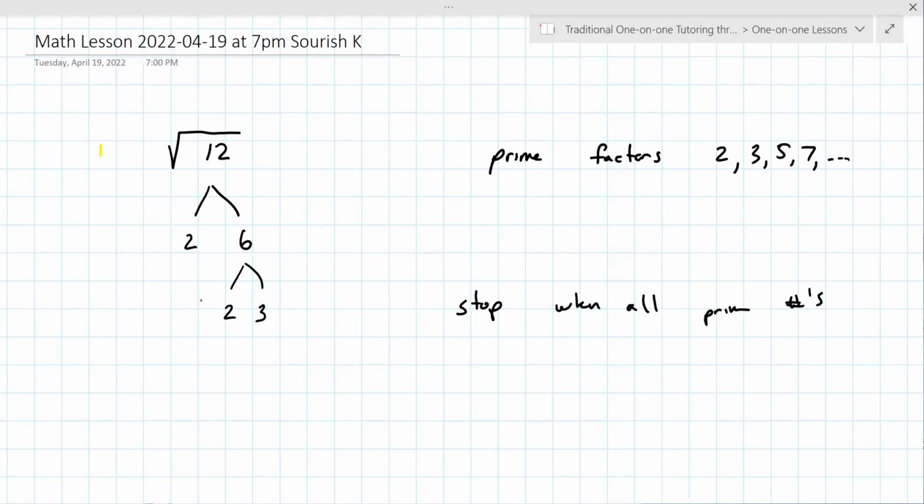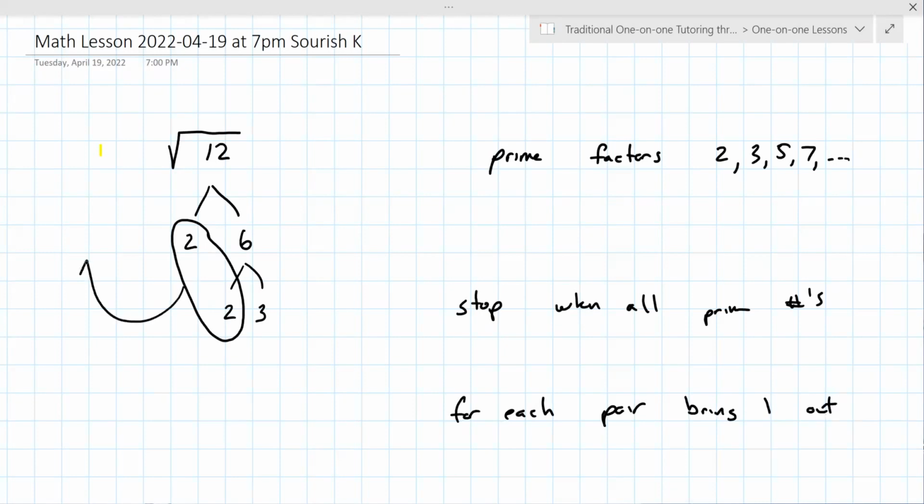They're usually pretty small, so it's not that difficult to figure out. They're not large ones; they generally stay in this grouping right here. You look for pairs, a pair of 2s in this case. For each pair, you bring one out. So you bring this 2 out of the root, 2 root 3, because the 3 is what's left over.